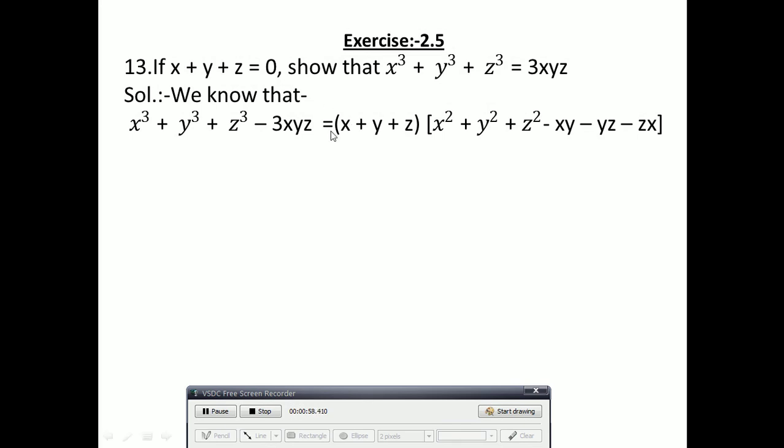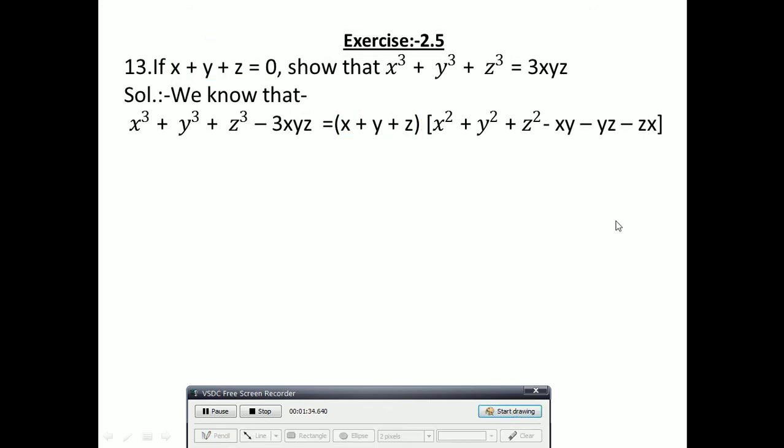So here, how can we use this identity? This is a very simple question. Listen carefully to what we have been given: if x plus y plus z is equal to 0. The value of x plus y plus z is 0. So we know this identity. Students, find where x plus y plus z is in this identity. Here it is. So we will put x plus y plus z equal to 0, that means we will put 0 here.